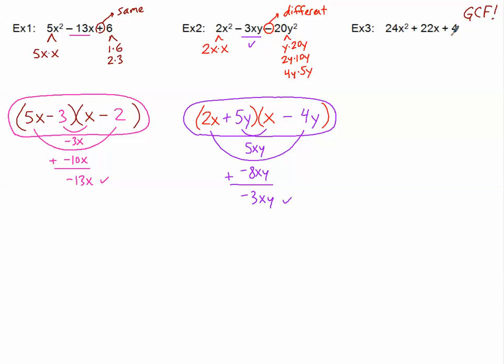I see that 2 can go into all of these, so I'm going to factor out a 2. Now, it doesn't just magically disappear. It just comes out off to the side. The 2 is going to be factored out of each of these terms. So I'm left with 12x squared. This is a little bit better than 24. 11x and a 2.